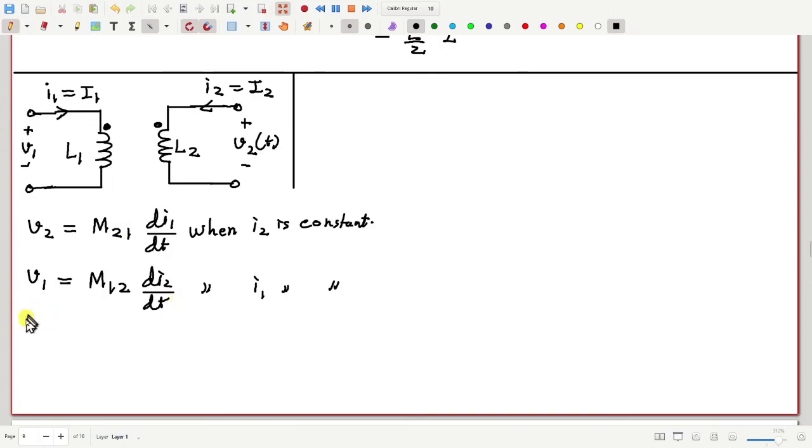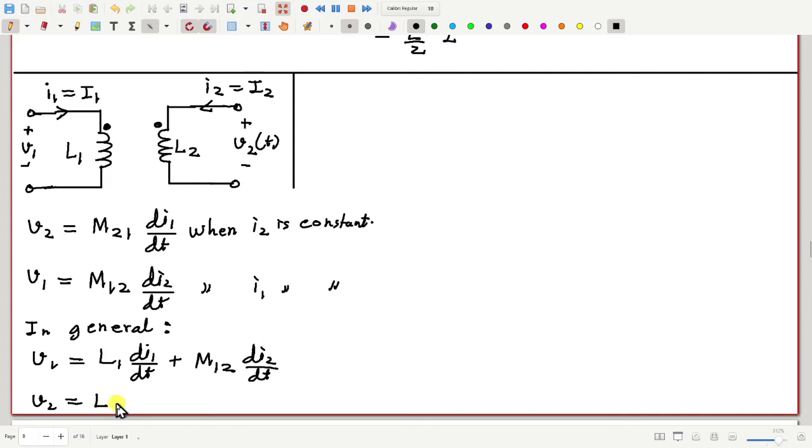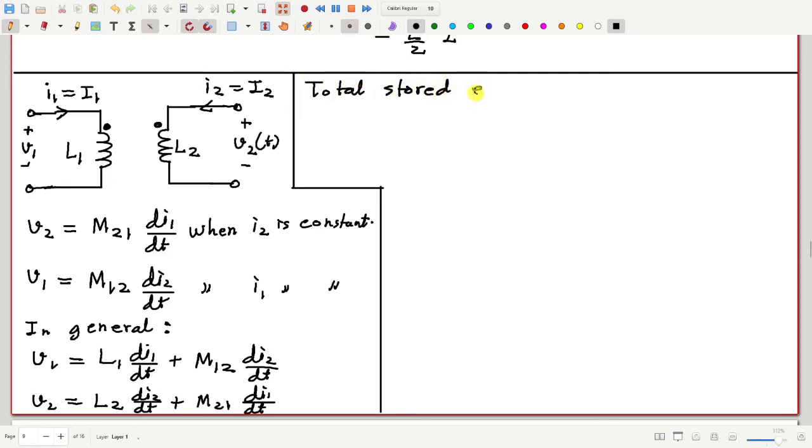Now in general, if both I1 and I2 are changing, can you tell me what you think should be the expression of V1? It should be L1 di1/dt, the self-induced voltage, plus M12 di2/dt, and similarly V2 is L2 di2/dt plus M21 di1/dt. Now the total stored energy is how much?